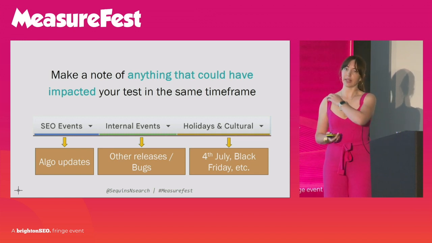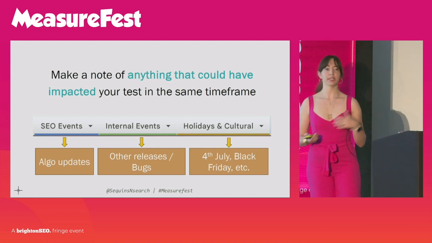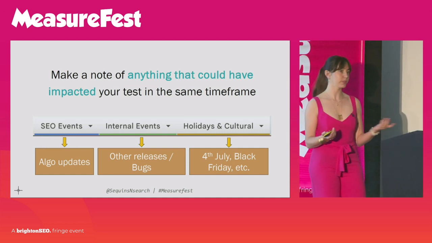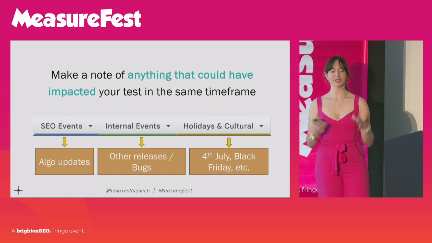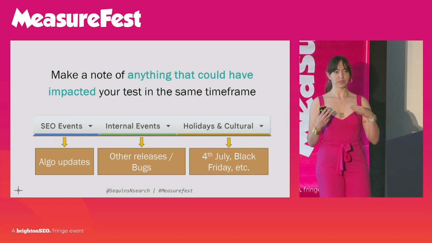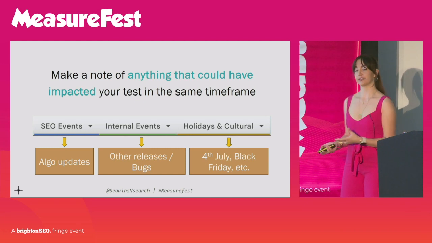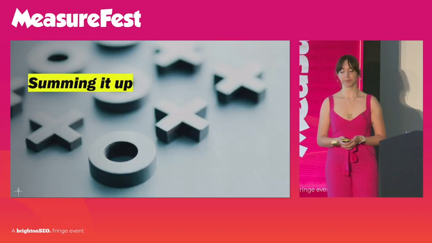Especially the last one: we had a test running in Spain one time, and it was a migration test, and it was a loser, it was negative. The way the team explained it was, yes, but it was the 4th of July. But actually, it's not the 4th of July in Spain. So make sure that you track those seasonal events across a number of markets, especially if you're working internationally, because they're going to help you understand your performance better.